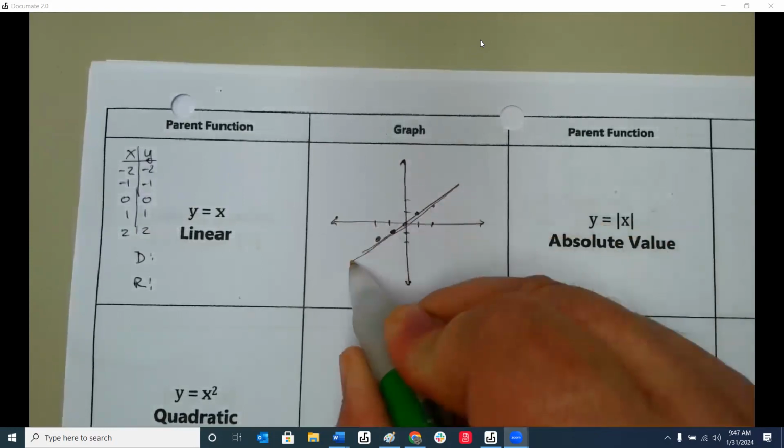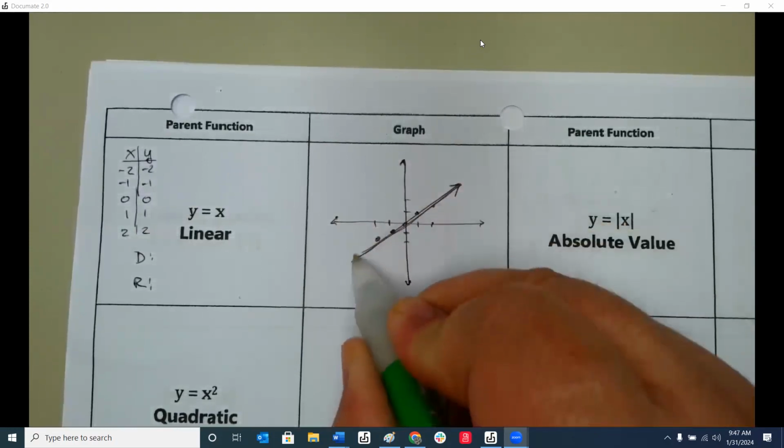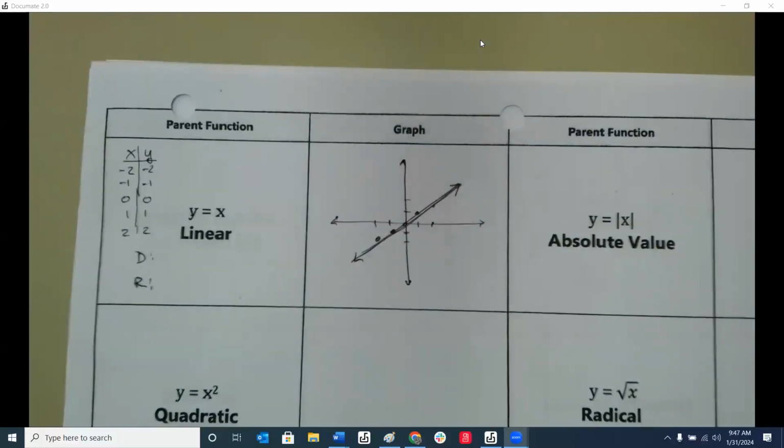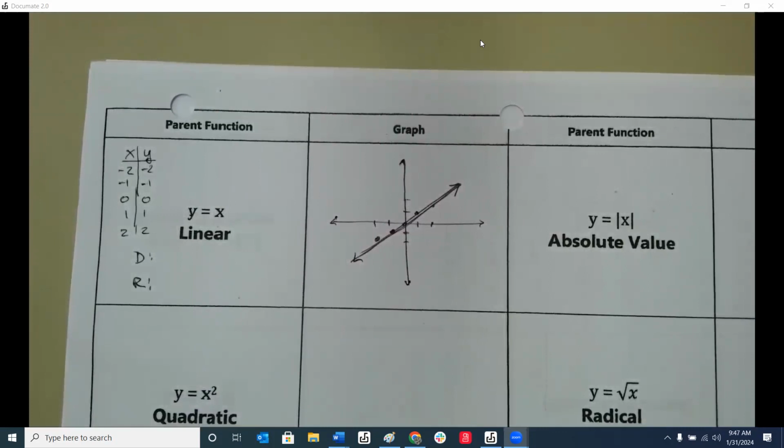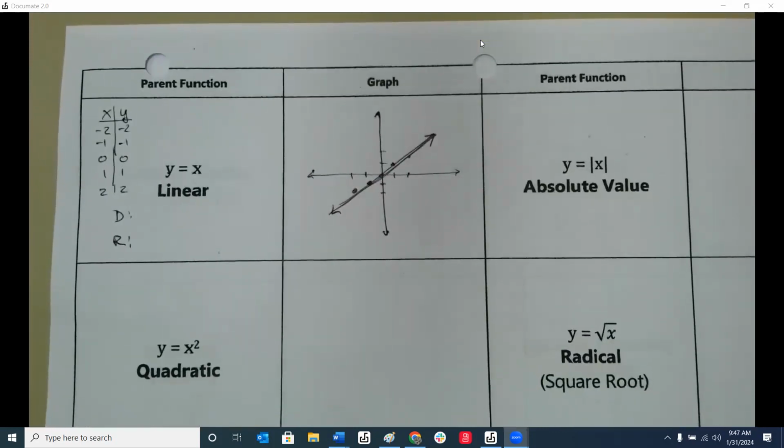This line is a diagonal line. y equals x. And we've talked about these types of equations before. What's the slope of this equation? Positive what? Positive 1.